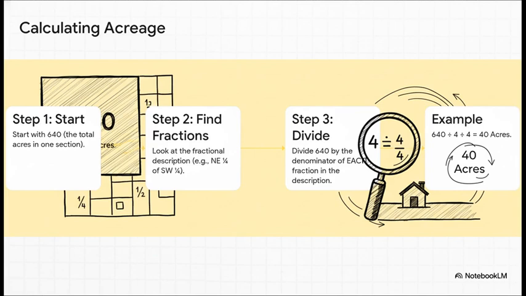They'll give you a description that looks something like this: the northeast quarter of the southwest quarter of a section. Don't panic. The formula is so simple. You just start with 640. Then you divide by the bottom number, the denominator, of every single fraction you see. So for our example, it's 640 divided by 4 and then divided by 4 again. That gives you 40 acres. You absolutely have to practice this until it's second nature.